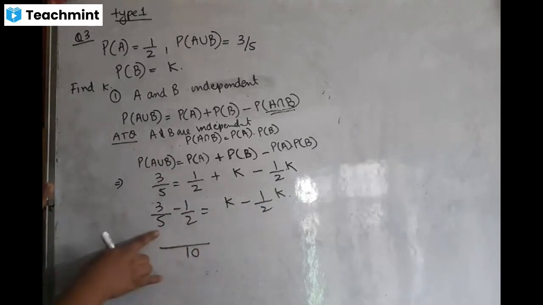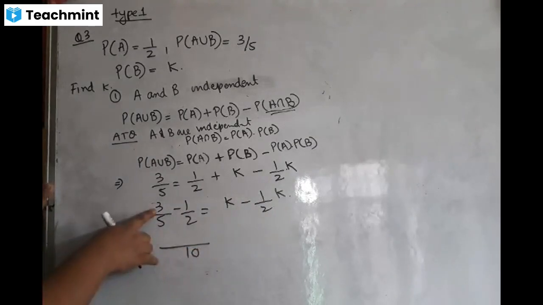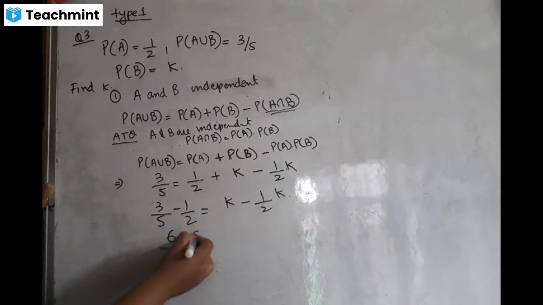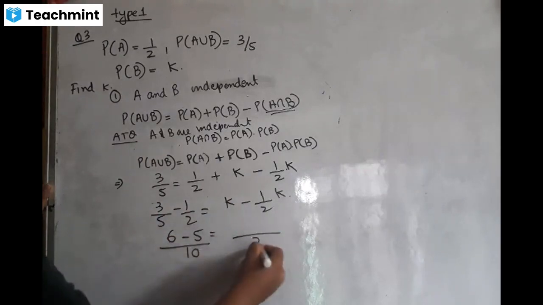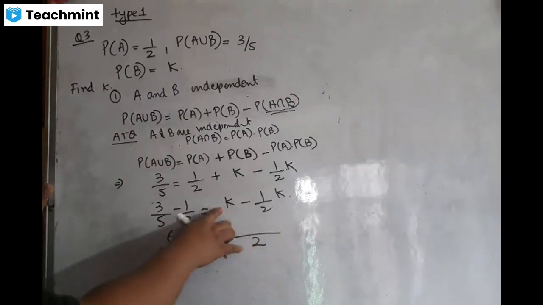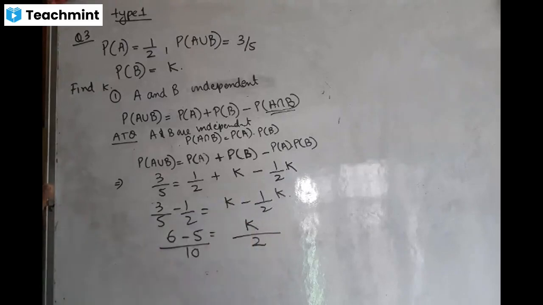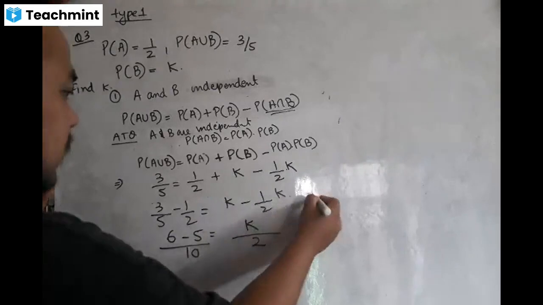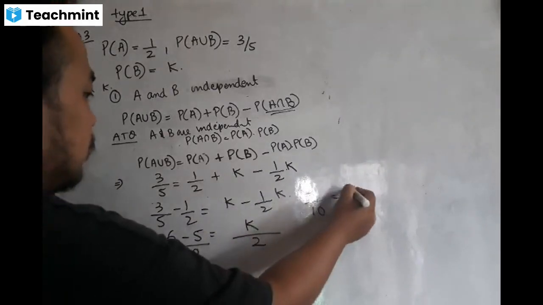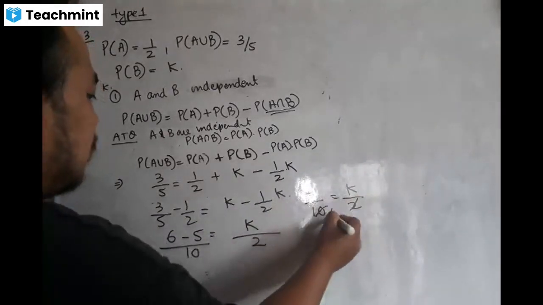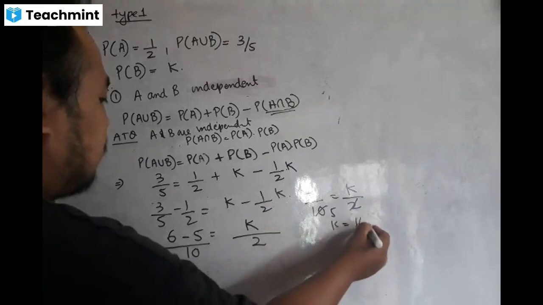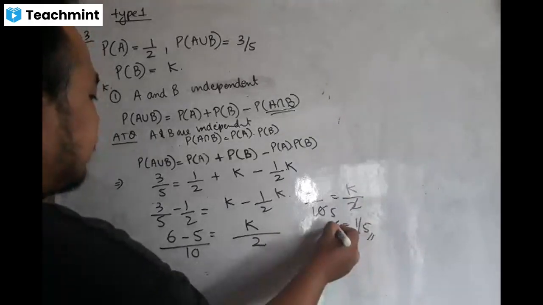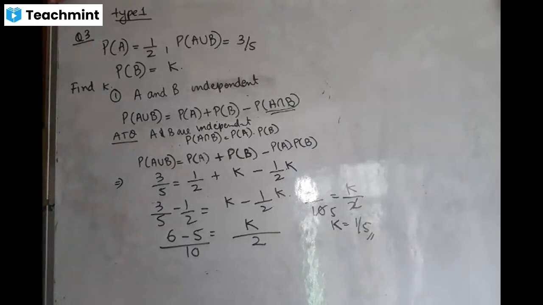LCM is 10. 5 2s are 10. 3 2s are 6. Minus 2 5s are 10. Again LCM is 2. 2 into K is 2K minus K is K. So what are you getting, please? 1 by 10 equal to K by 2. 2 1s are, 2 5s are. So the value of K is 1 by 5.